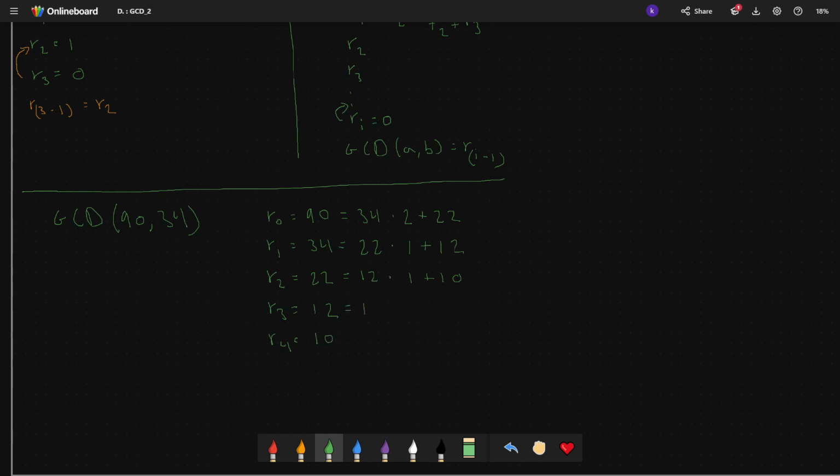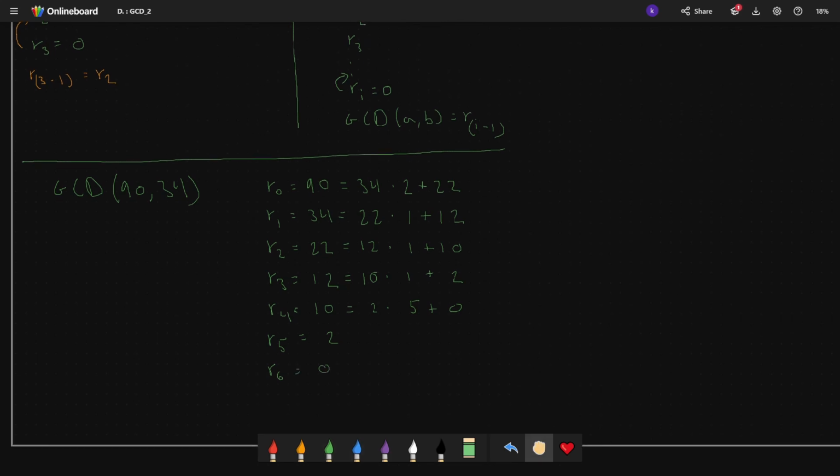12 is equal to 10 multiplied by 1 plus 2. So remainder 5 is equal to 2. 10 is equal to 2 multiplied by 5 plus 0. So remainder 6 is equal to 0. And again, because we've now hit a 0, the answer is the previous remainder, namely remainder 5. And so the answer to the greatest common divisor of 90 and 34 is equal to 2.